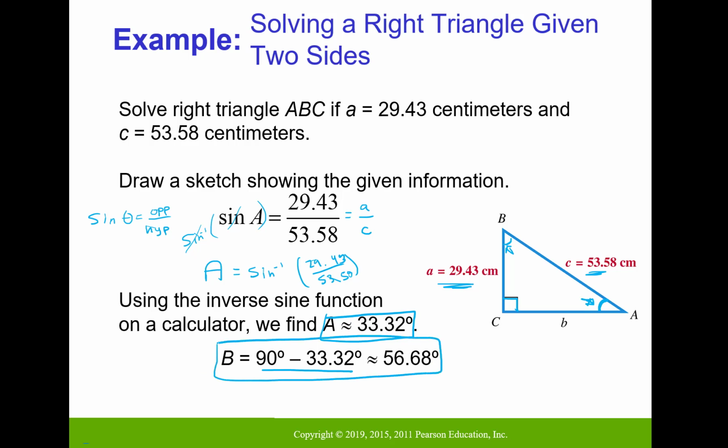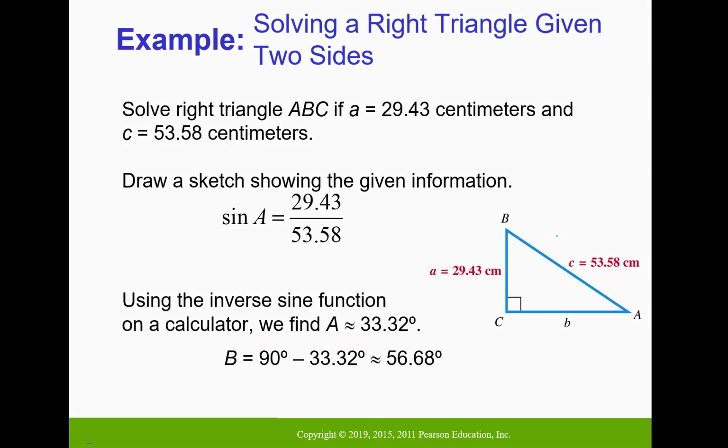So we have all 3 angles now. One of them is 90, and then we found angles A and B. Okay, so not too bad. We found the 2 angles, and we had to use sine inverse to find them. And then last, we just need to find our missing side. We have 2 out of our 3 sides.